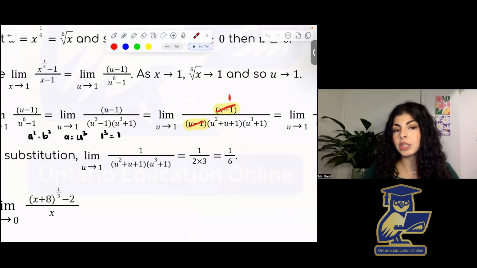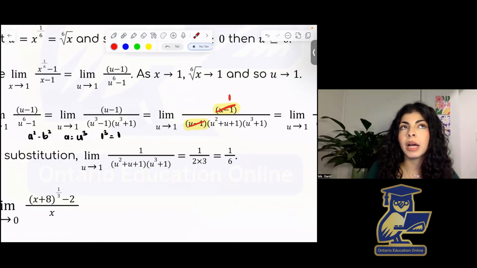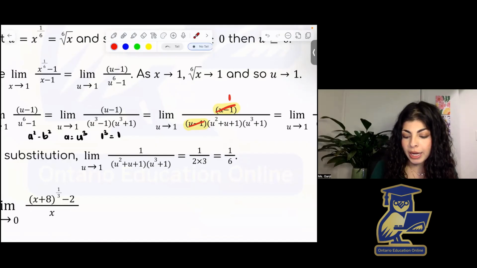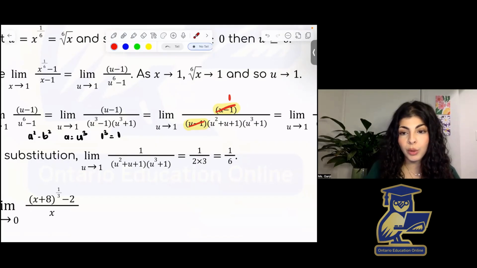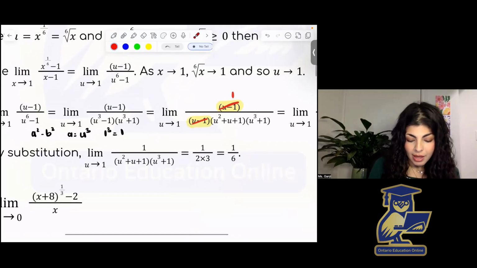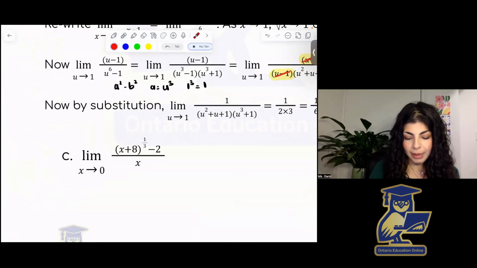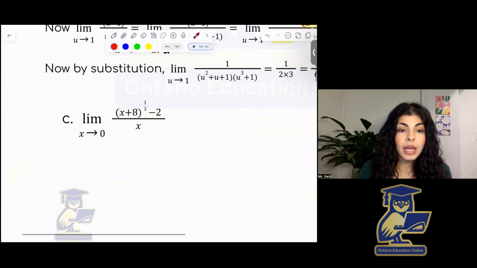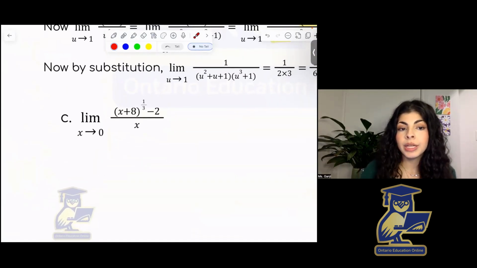And similar to above, I suggest you try to graph this and see this for yourself, that the curve will actually be approaching 1 over 6 as u or x is approaching 1. Now we're going to see another example. So here we have the limit as x is approaching 0 of the cube root of x plus 8, minus 2, over x, where that denominator already tells me that it's an indeterminate case.